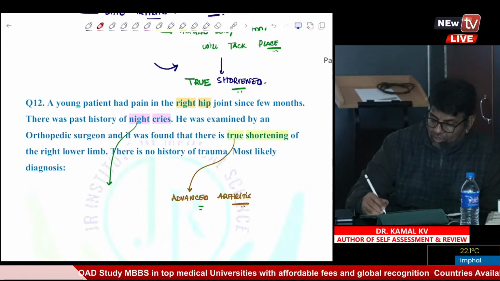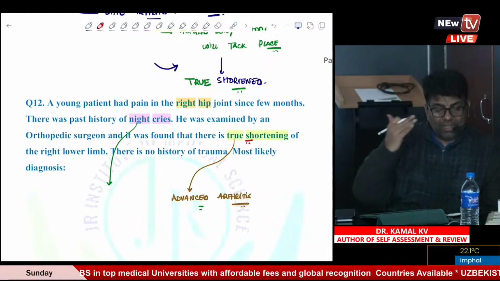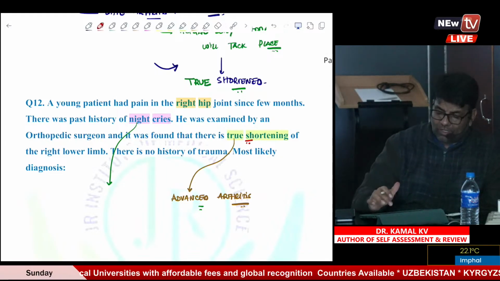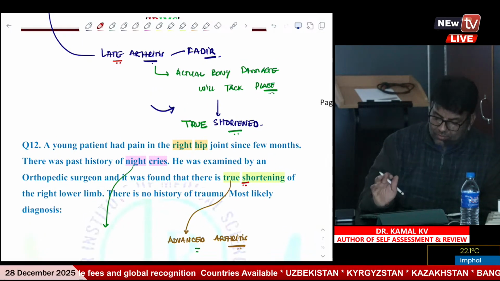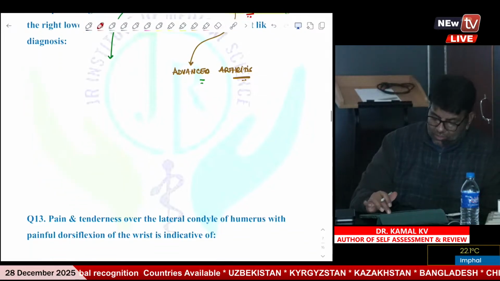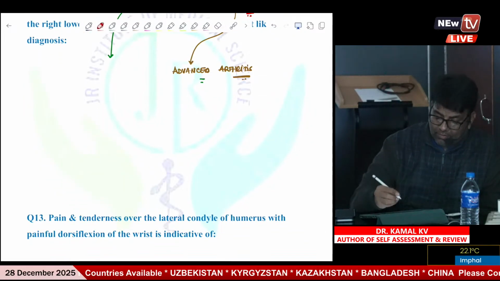Anyway, true shortening in a suspected case of TB hip is always and always late arthritis. Fine. So very easy to diagnose, and yes, very important. Most of the time we have a question.